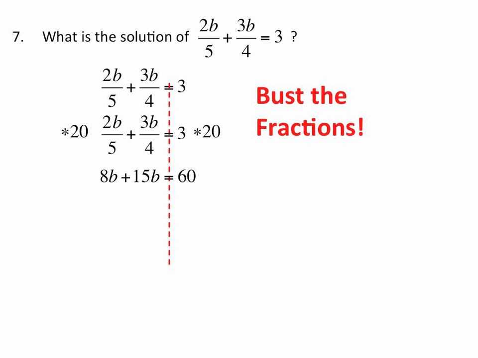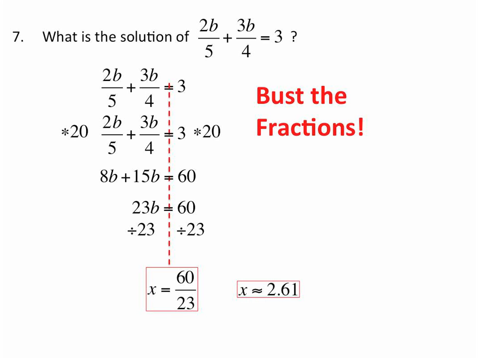Okay? And then from there, it's got no more denominators. It's just a normal problem. Add the common like terms. Divide by 23. And b is 60 over 23. Or if you're more of a decimal person, 2.61.